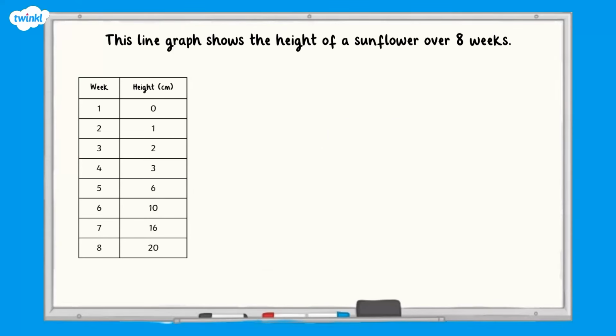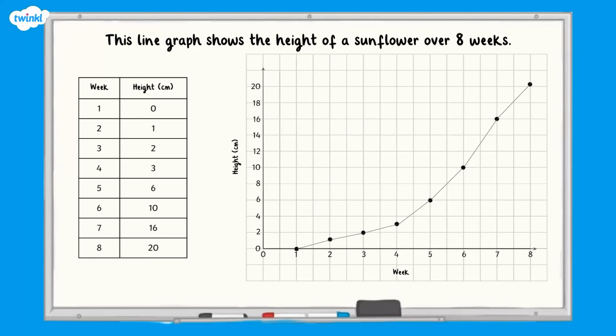How did you get on? Let's have a look at what the graph should have looked like. You may have chosen a slightly different scale for your graph, and this is fine as long as your scale goes up in equal steps.